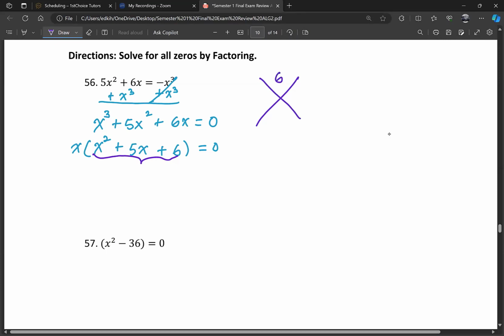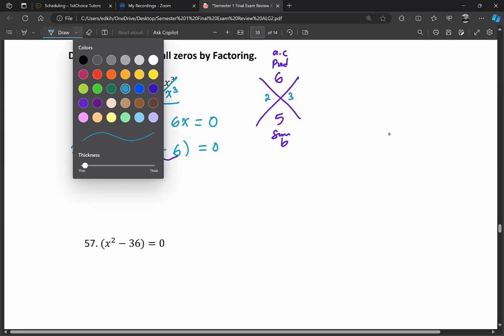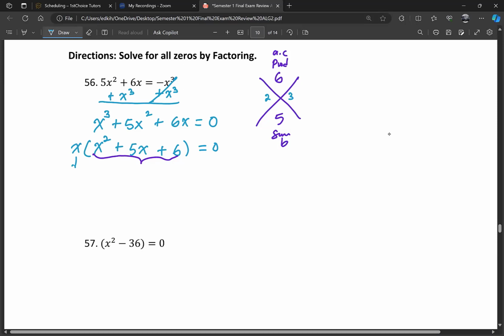Product is 6, sum is 5. Product and sum. A times C and B, just for those who need a quick refresher. So what multiplies to 6 and adds to 5? If you've said 2 and 3, you are correct. So now we have the factors that we want. Bring down the x that you factored at the beginning. Don't lose your GCF. Keep bringing it down with you. And then now this becomes x plus 2 and x plus 3.